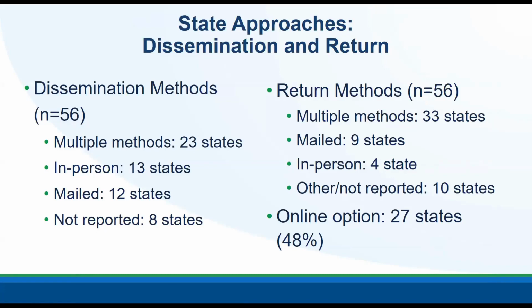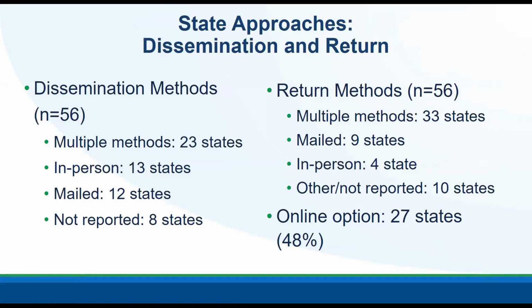And so next we look at return methods. So this is just referring to the ways in which families then return the completed survey. Here we see even more states providing multiple ways for the families to return the survey. So again, the multiple methods just means that they have 2 or more ways in which the family could return the survey. And somewhat fewer states having a mail or in-person only return as their method for return.